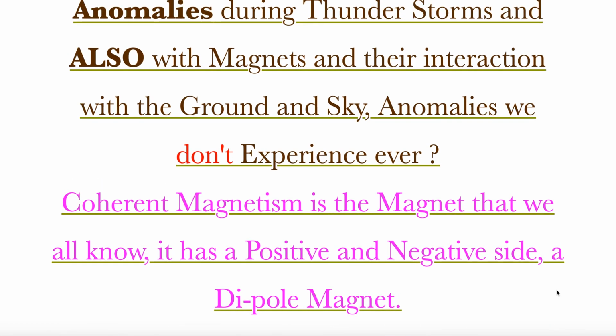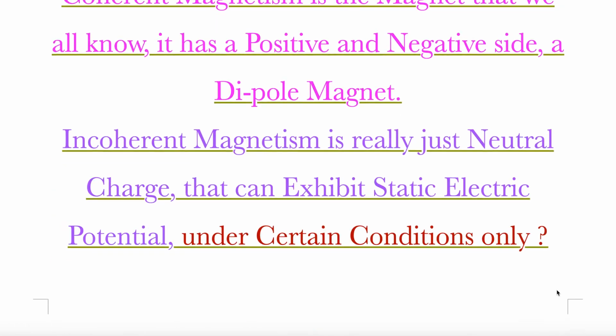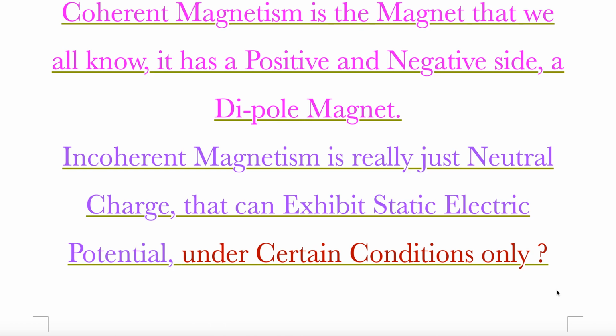Coherent magnetism is the magnet that we all know. It has a positive and a negative side. A dipole magnet, just a basic magnet, has a positive and negative. Incoherent magnetism is basically just neutral charge that has the ability to exhibit static electric potential, but only under certain conditions. You have to do a lot of nonsense to create the effect. You can rub a balloon on your hair and then stick it to a wall. But what has that got to do with things going down and up? I don't see the point.